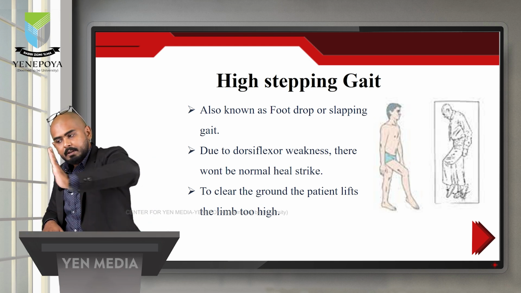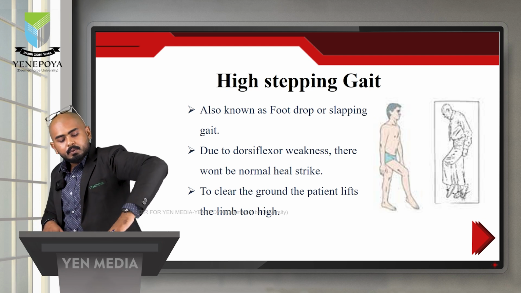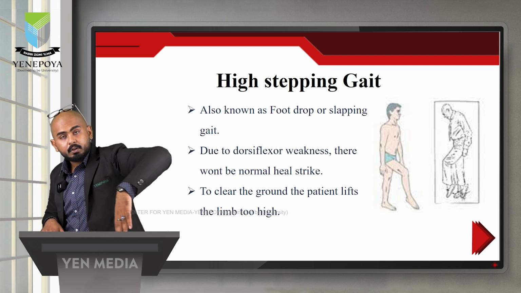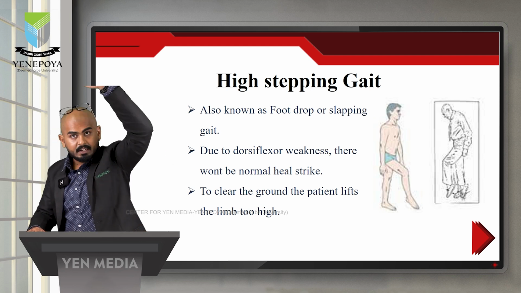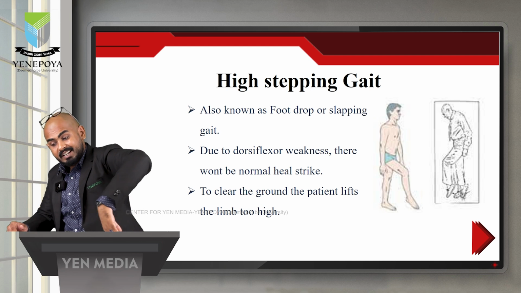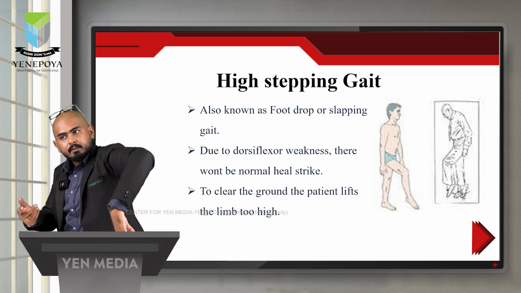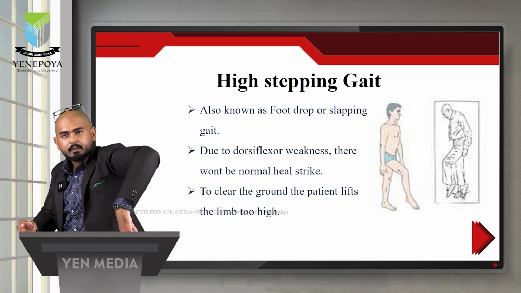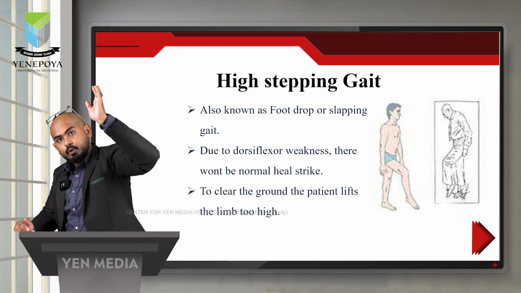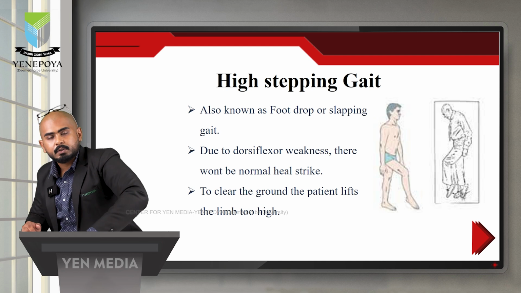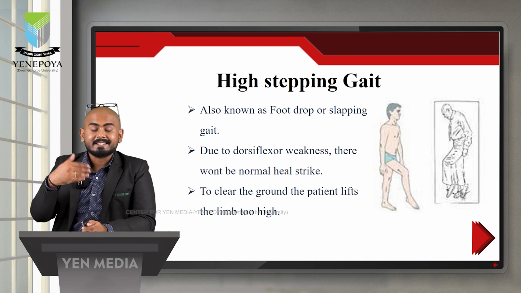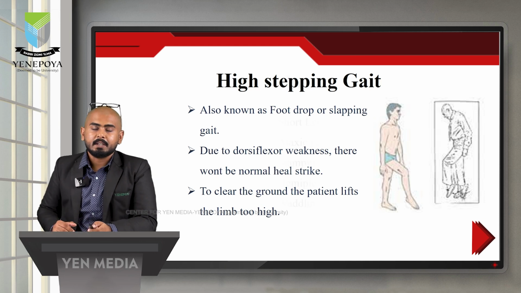You have to lift your leg and bring it to the next heel strike, right? Since you cannot do that, your foot would be dragging the whole way. So to prevent that, what does the patient do? The patient lifts the leg and stamps on the foot. To clear the foot for the next walking step, he lifts the leg above the normal range and then stamps on the ground. That is how he clears the ground and takes the next step. That is nothing but high stepping gait.